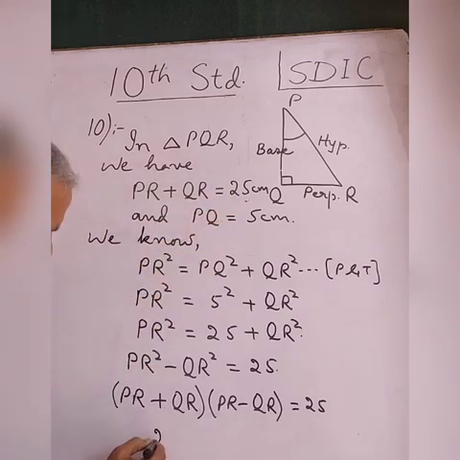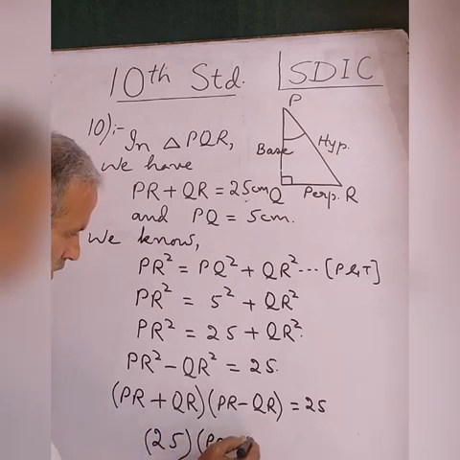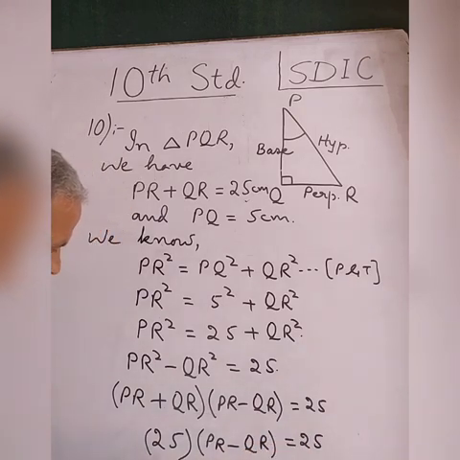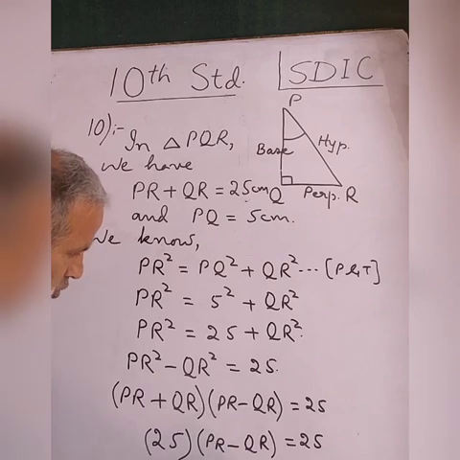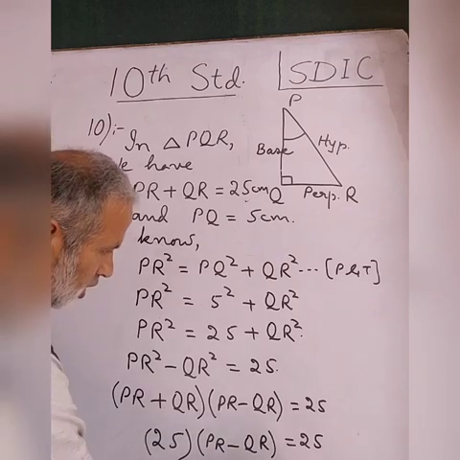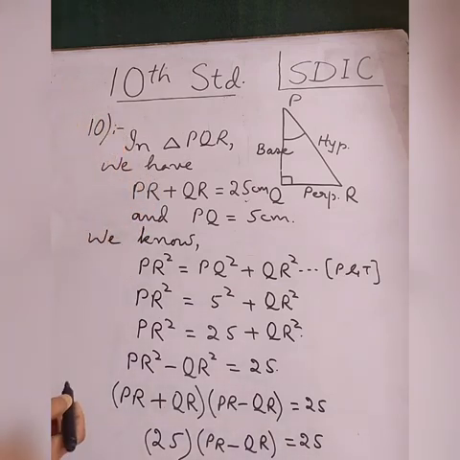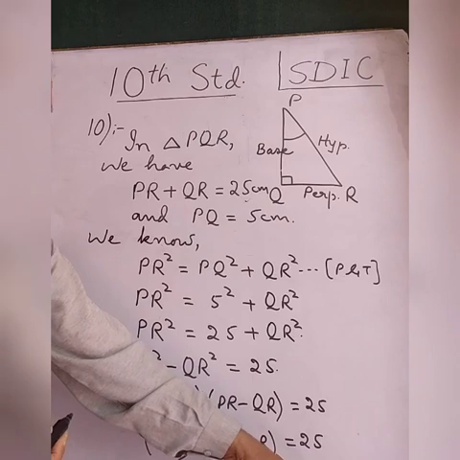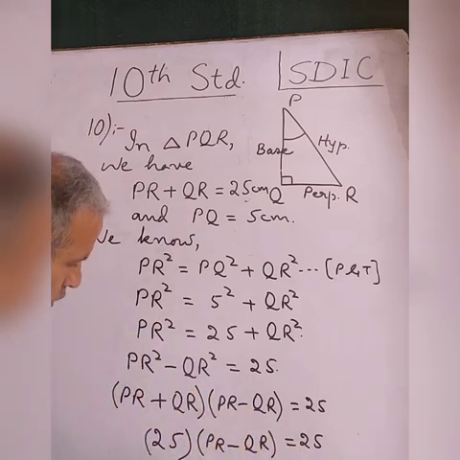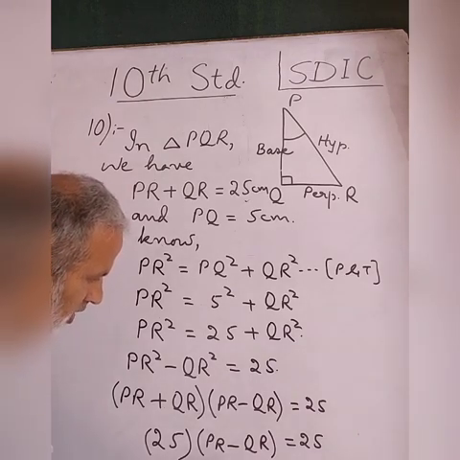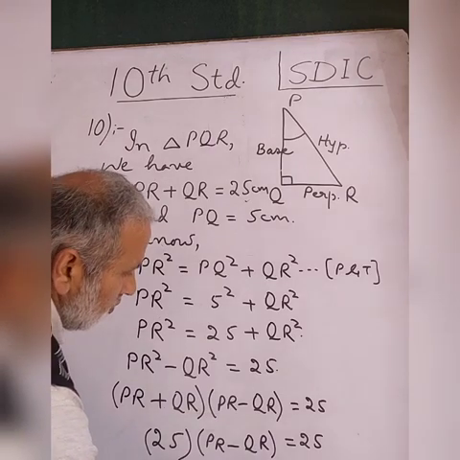So it will be then 25 multiplied by PR minus QR is equal to 25. Transpose 25, PR minus QR, then will be 25 divided by 25, which means 1. So we have PR minus QR equal to 1. We already know PR plus QR. Just now we used, it is given to us PR plus QR is equal to 25.